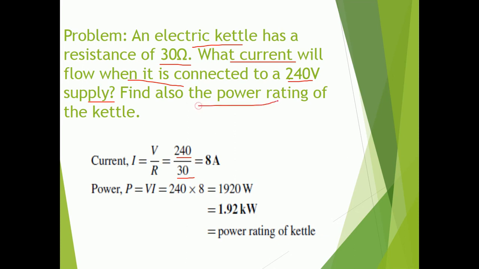Now in the second portion of this example, we need to calculate the power rating of the kettle. So power rating is nothing but again the calculation of the power. So power is V into I. So it comes out to be 1.92 kilowatt.